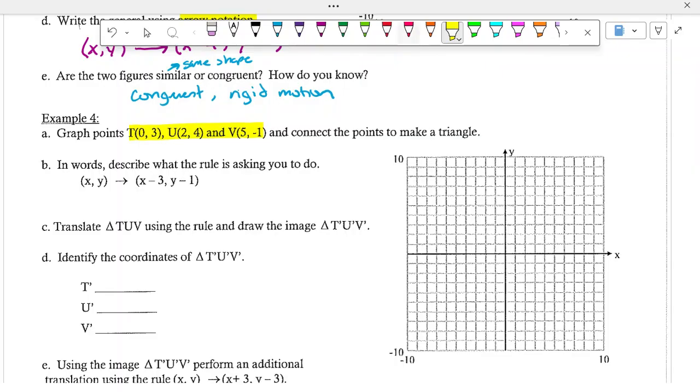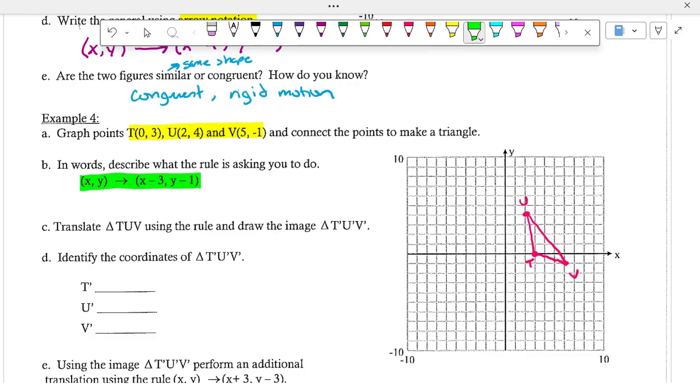All right. So I have 0, 3, that's T. 2, 4 is U. And then 5, negative 1 is V. So here's my figure. Now, it then gave us the rule in arrow notation this time. So before we even figure out our new points, if this is our rule, what are we actually doing?